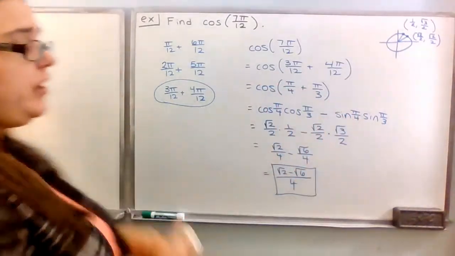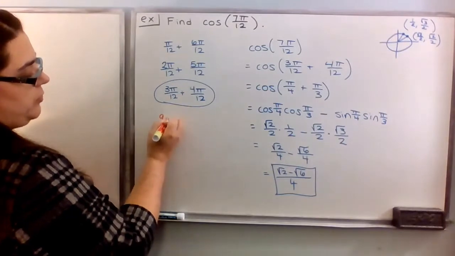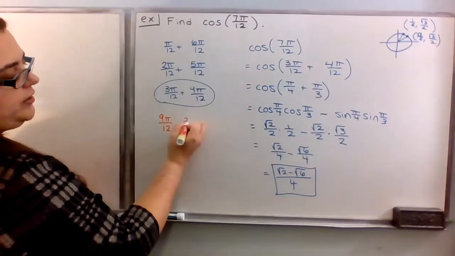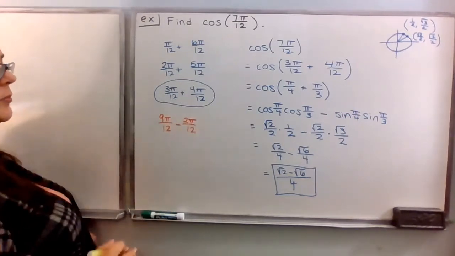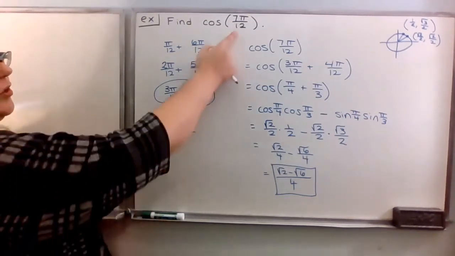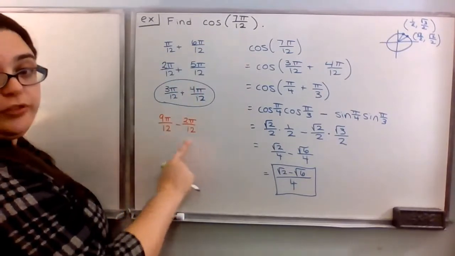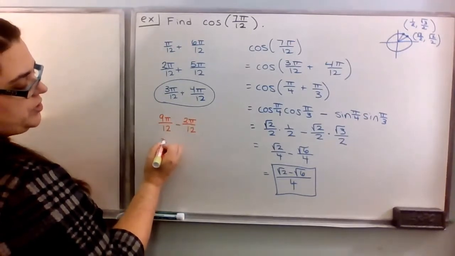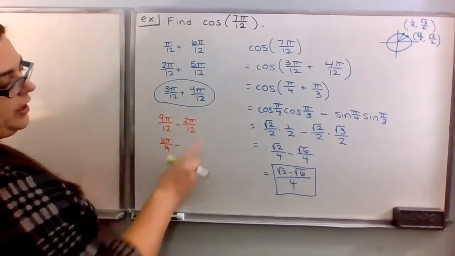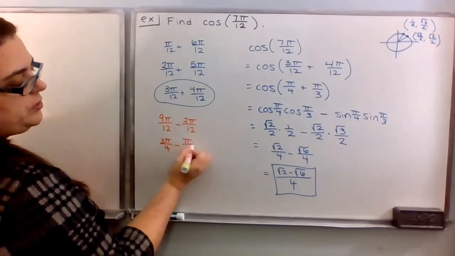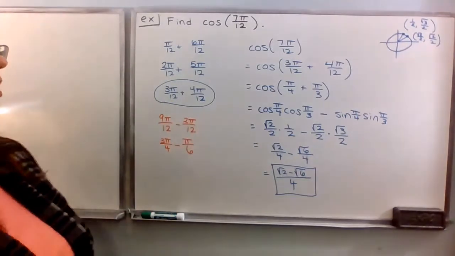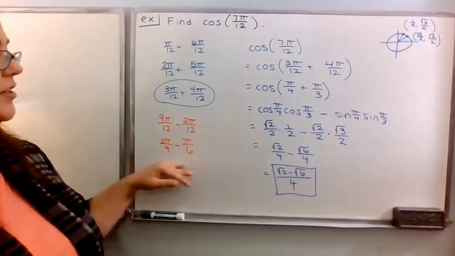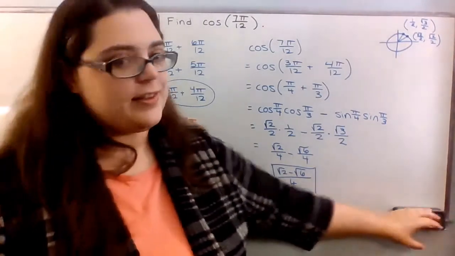For example, if I had 9 pi over 12, I could get 7 pi over 12 by subtracting 2 pi over 12. Right? Since 9 minus 2 will give me 7. But both of these will also reduce. 9 pi over 12 will reduce to 3 pi fourths, and 2 pi over 12 will reduce to pi over 6. So just to show that we could have used a different combination, let's go ahead and apply a difference formula for this one and see if we get the same answer.